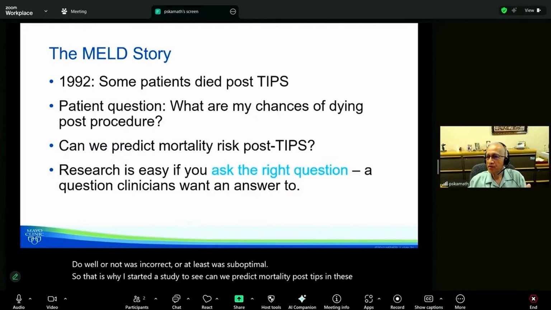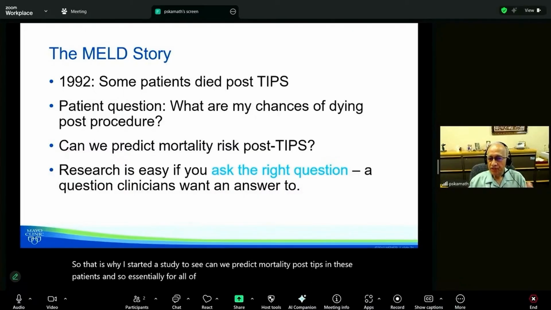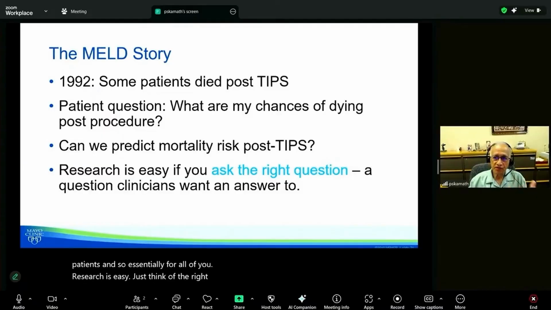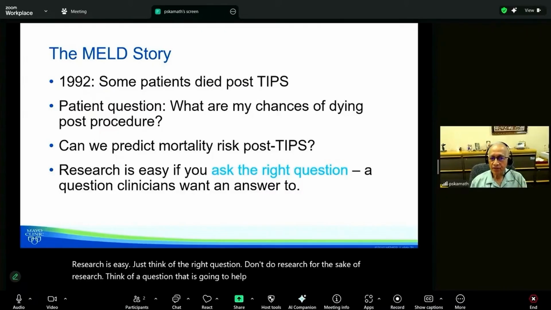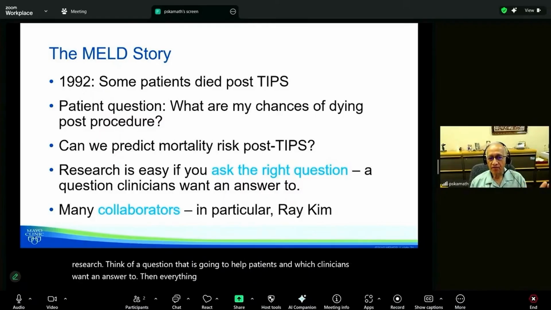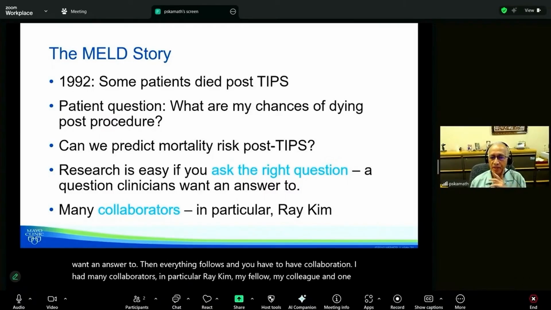And so essentially for all of you, research is easy. Just think of the right question. Don't do research for the sake of research. Think of a question that is going to help patients and which clinicians want an answer to. Then everything follows, and you have to have collaboration. I had many collaborators, in particular Ray Kim, my fellow, my colleague, and one of the smartest people I know.